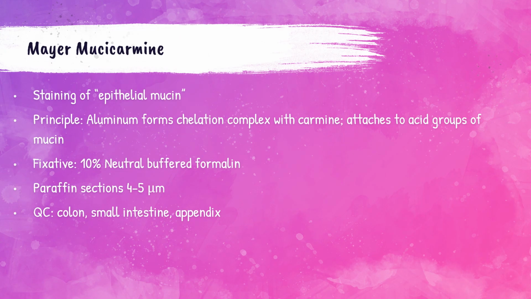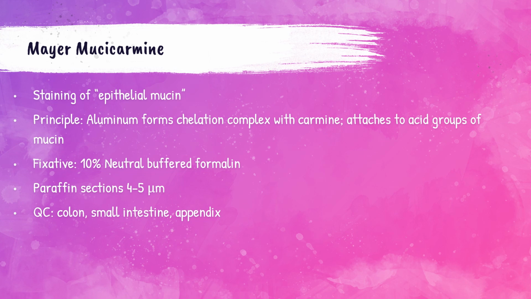The next thing we're going to be discussing is Mayer mucicarmine. This is used for the staining of epithelial mucin within the tissue. For this stain, aluminum forms a complex with carmine, and this complex then binds to the acid groups of mucin.